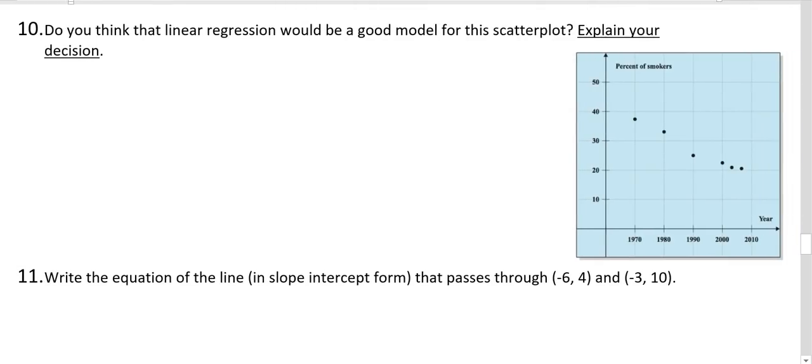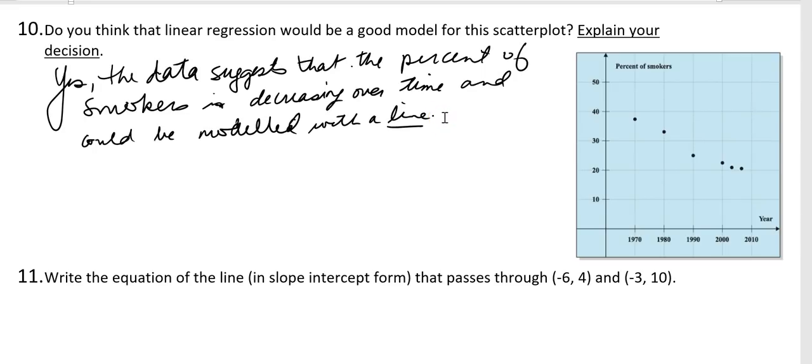Do you think linear regression would be a good model for this scatter plot? Explain your decision. Well, it looks to me like as the years go on, the percent of smokers is decreasing, and I think I probably could do a nice straight line to at least sort of model what's happening with my data. So I'm not looking for anything fancy, just that you realize the relationship of the variables and that it can be modeled with a line.